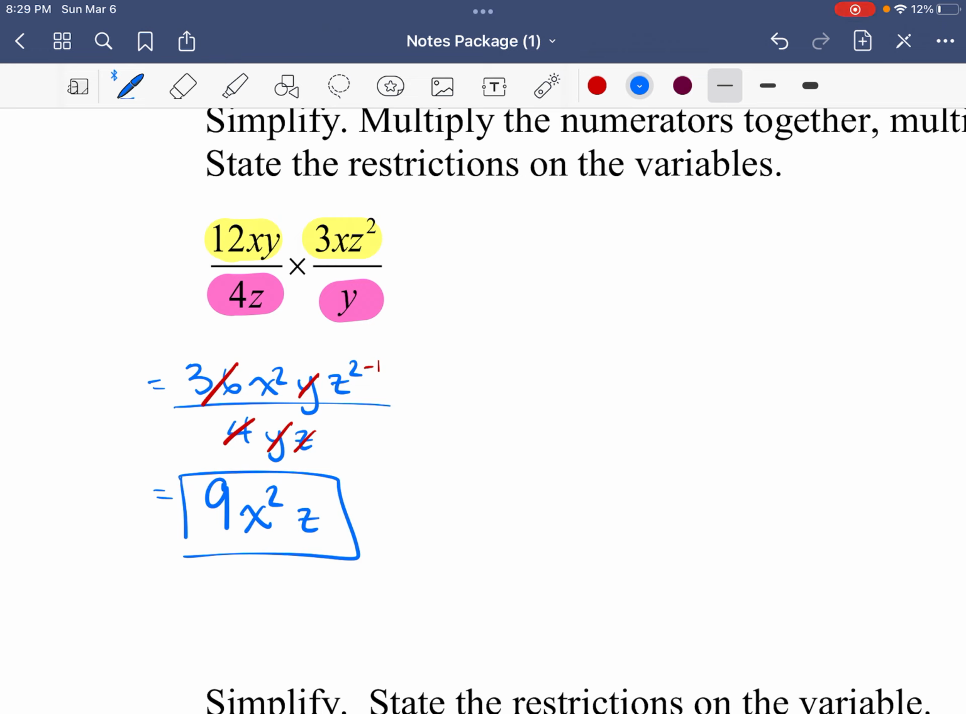Now we do have to talk about some non-permissible values, and this happens before we simplify. Because obviously we can see that there are going to be some non-permissible values, but after we simplify, you can see that we have no denominator. So we need to make sure we do our non-permissible values, or restrictions on the variables, before we simplify it. So y cannot equal 0 and z cannot equal 0.